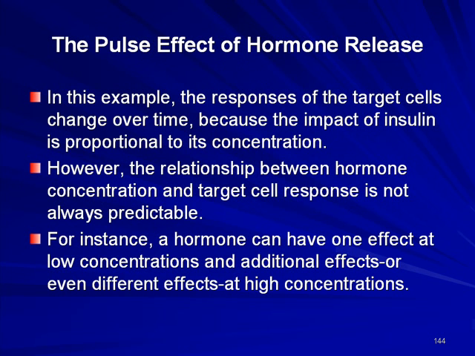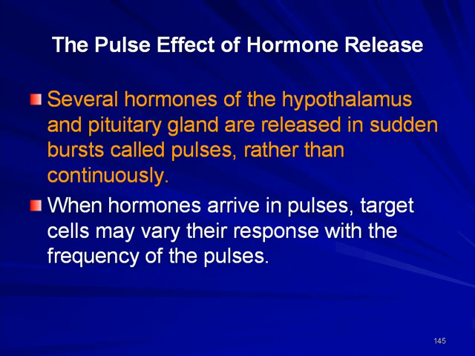Now, pulse effect. Another test question was about the pulse effect. There are some examples where responses of particular target cells can change over time, because the impact of, say, insulin is proportional to the concentrations of glucose that are available. The relationship between hormone concentration and target cell response cannot always be predictable like we see in the mechanism of insulin in response to glucose. This is an example where a hormone has one effect at low concentrations and then maybe an additional effect or even a different effect altogether at much higher concentrations.